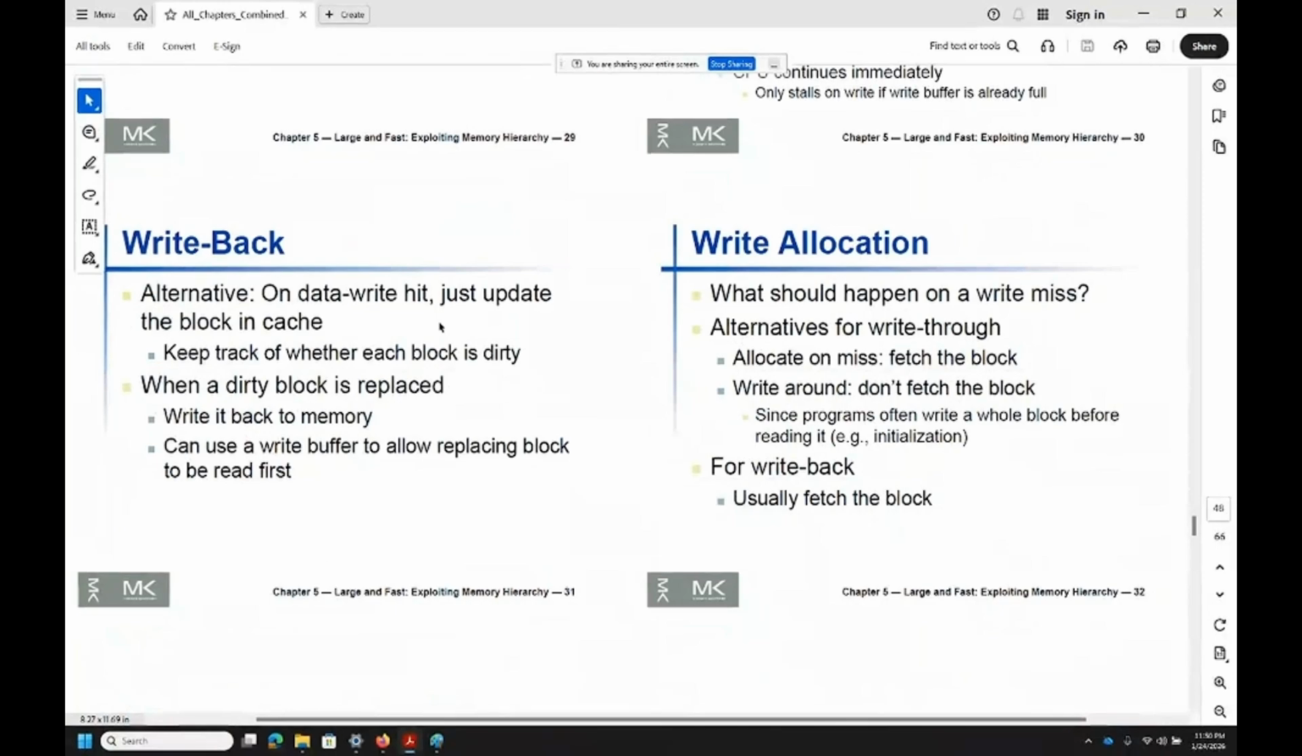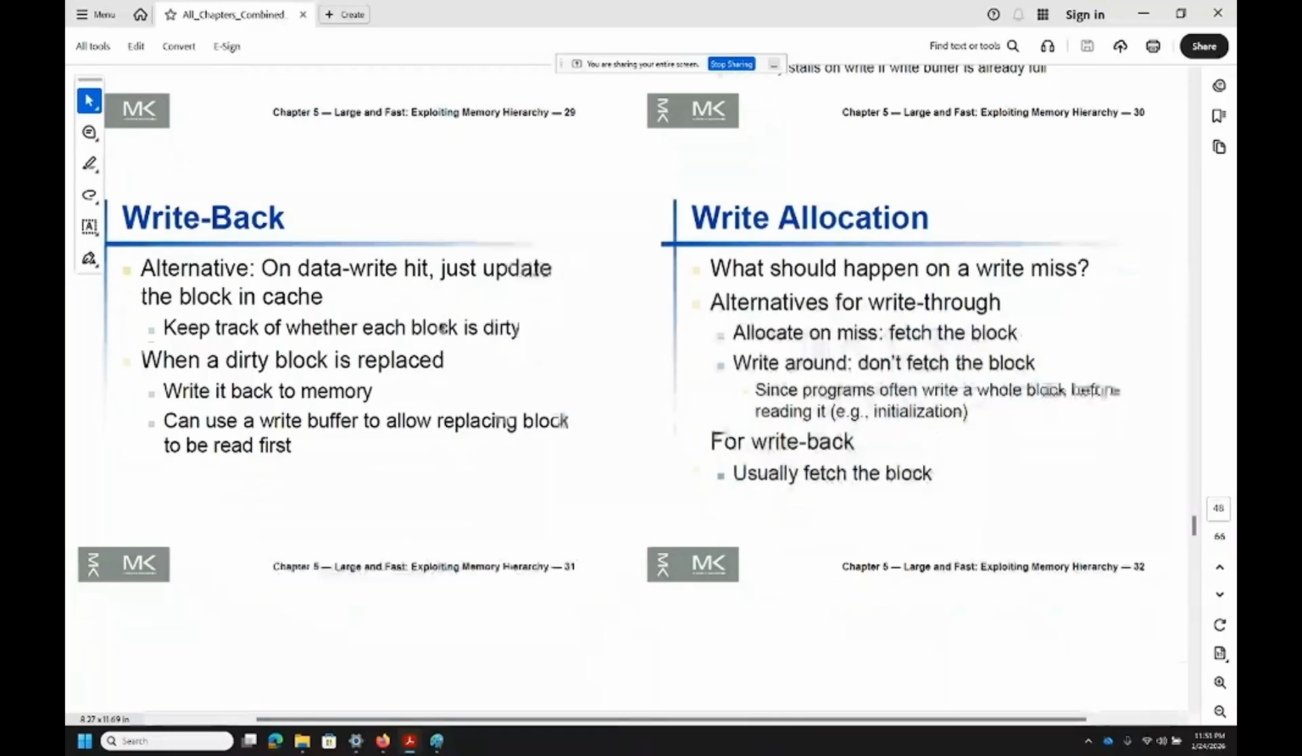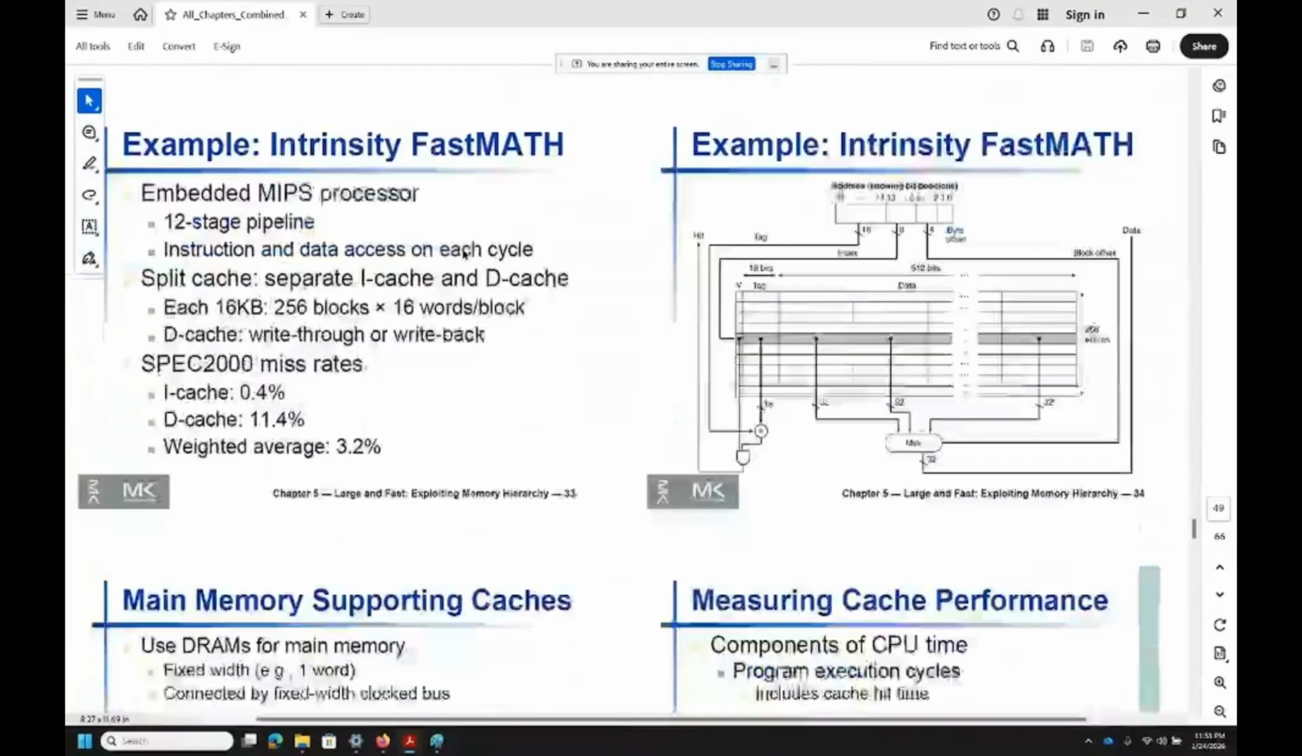So write allocation. What should happen on a write miss? There are alternatives for write through, which is updating the main memory and the cache at the same time. One is allocate on a miss, which is to fetch the block, or write around, which is don't fetch the block. We usually fetch the block.